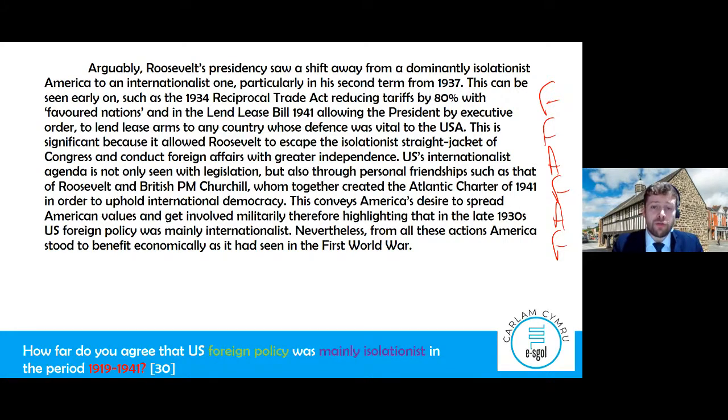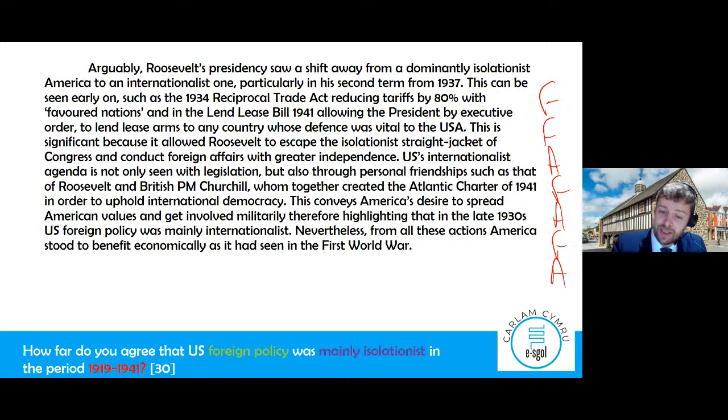This is significant because it allowed Roosevelt to escape the isolationist straitjacket of Congress and conduct foreign affairs with greater independence. The US's internationalist agenda is not only seen with this legislation, but also through personal friendships such as that of Roosevelt and British PM Churchill, who together created the Atlantic Charter of 1941 in order to uphold international democracy. This conveys America's desire to spread American values and get involved militarily, therefore highlighting that in the late 1930s, US foreign policy was mainly internationalist. Nevertheless, from all these actions, America stood to benefit economically as it had seen in the First World War.